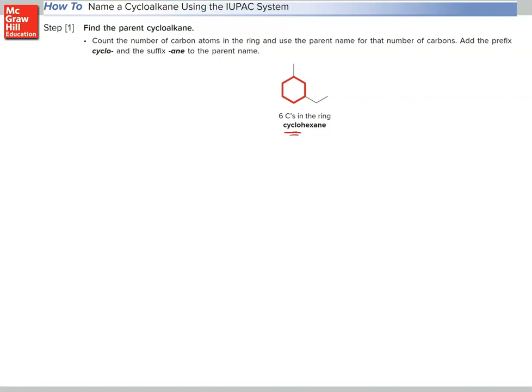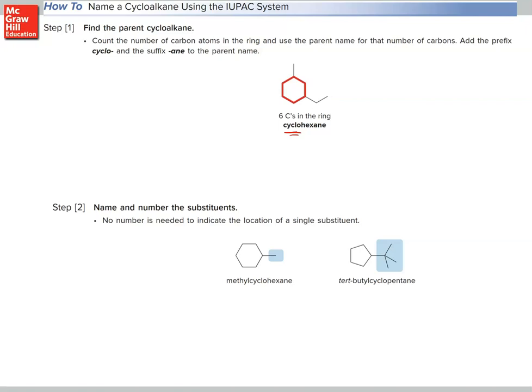So cyclohexane is our base compound. Next, we want to identify the different substituents on it. We don't need to number it if it only has a single substituent. So down here, for example, we would just add the methyl for the substituent group, or the tert-butyl if that is the substituent group, if there's just one. Now, if we have 2 of them, we have to have some different rules for naming these.